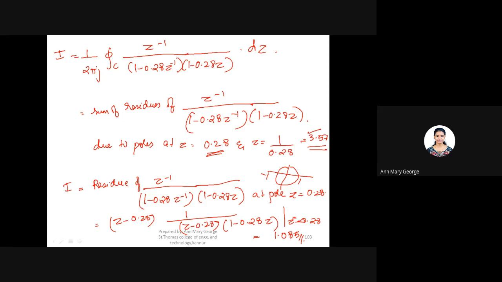And you have to find the value of S0. S0 can be found out by the equation 1 by root of I, that is 1 by root of 1.085, that is 0.96. Therefore, this is the scaling factor at input to avoid the overflow in the adder.